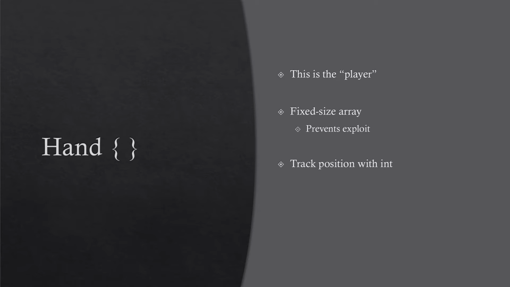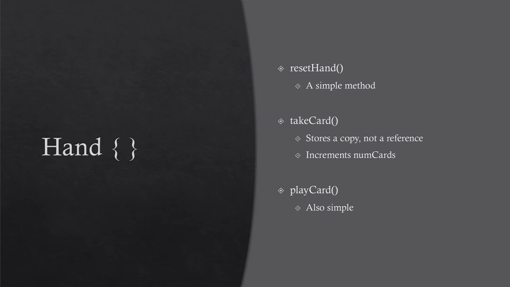The hand class can be thought of as like the player. It uses a fixed size array to prevent a stack overflow exploit. You will be tracking your position with an integer. Your reset hand method is really simple. It can be done using one line of code. Just think about the fact that you're using an integer to keep track of where you're at, and you should be able to figure that out.